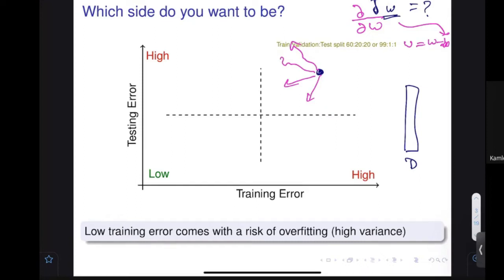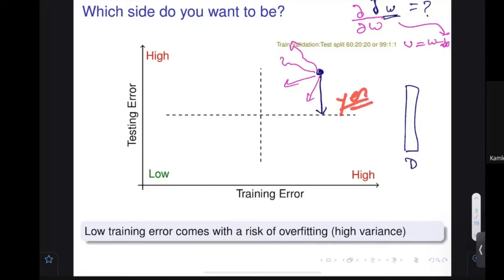And before asking this, let me ask: if somehow you go into this particular direction, whether it is good or not, can you tell me? And what does it mean? It means that training error is not reducing, but testing error is reducing. Is it good? Definitely it is good.